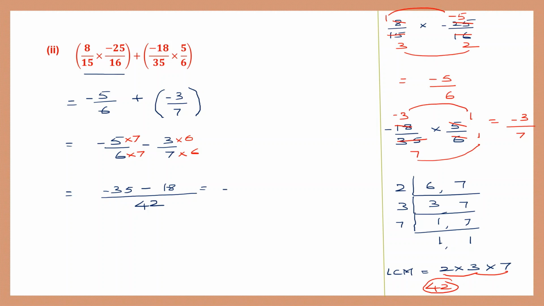Signs are the same. So put the same sign and add. So we have to add 35 and 18. So let's add it up. 5 plus 8 is 13. Carry 1. 3 plus 1 is 4. Plus 1 is 5. So we have minus 53 by 42. Again, we can convert this to a mixed number if needed or leave it as it is.